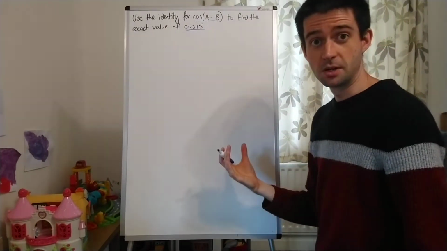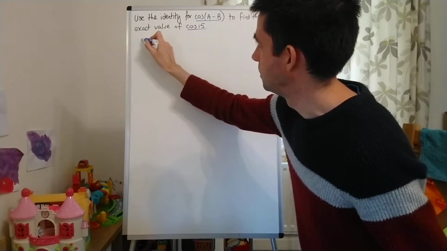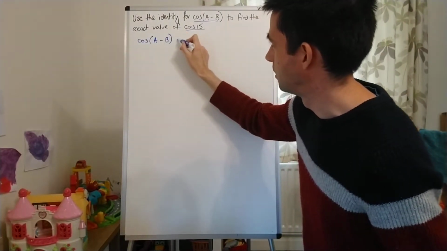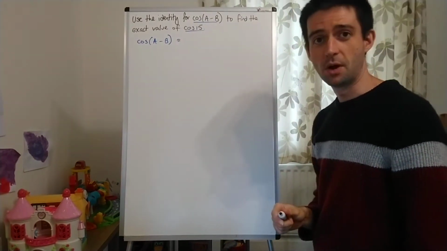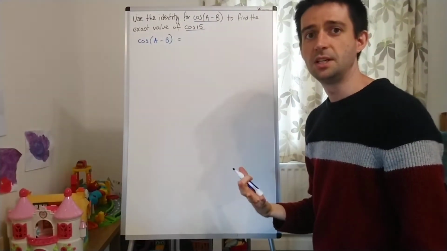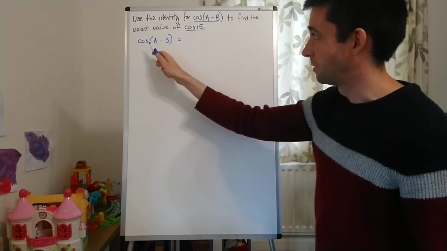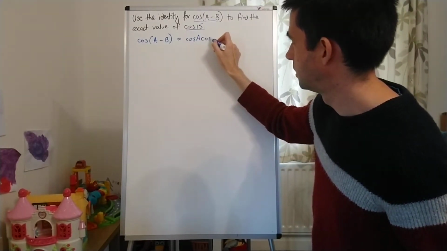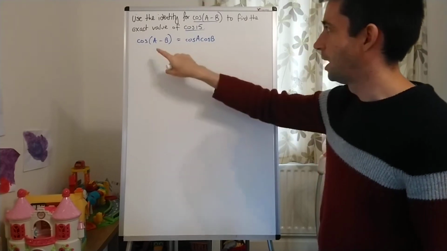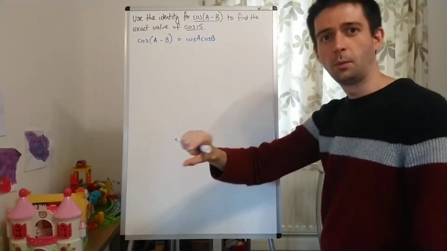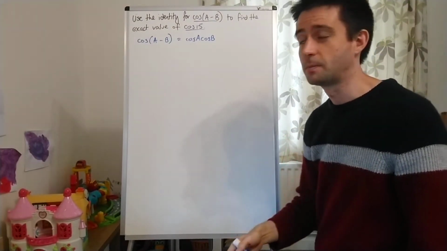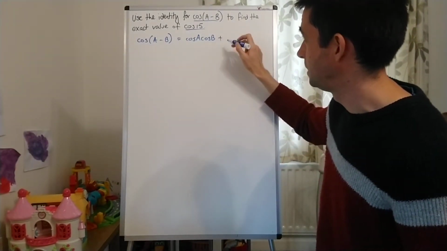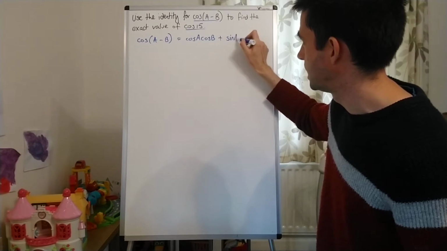The first thing I'm going to do is write out the identity that I'm going to be using. I've been given that that's cos of A minus B, and you'll have seen in the previous video that when we have cos, we get cos A cos B, and whatever sign we have in the bracket, we have the opposite sign in the expansion. So cos of A minus B becomes cos A cos B plus sine A sine B.